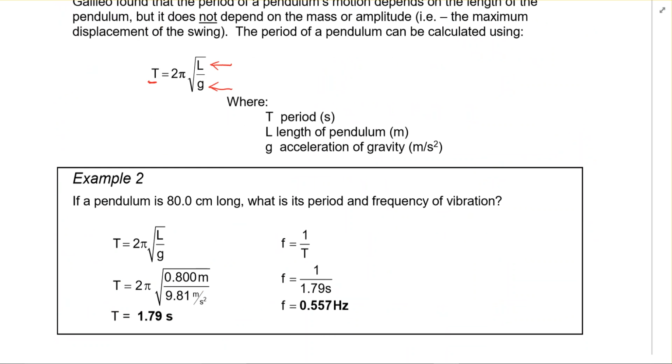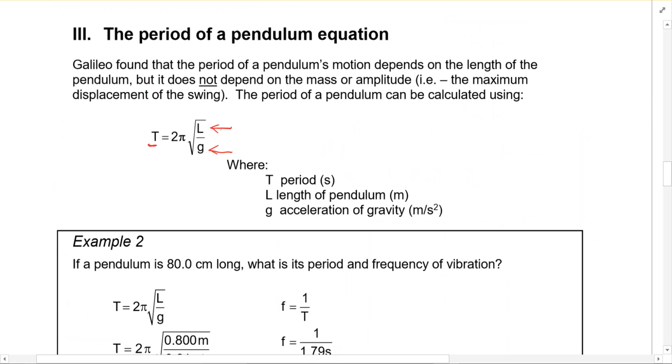Okay, so length and gravity. It depends on the length of the string, and then it depends on which planet you're on. Those are the only two things. Big need to knows. Don't forget that.